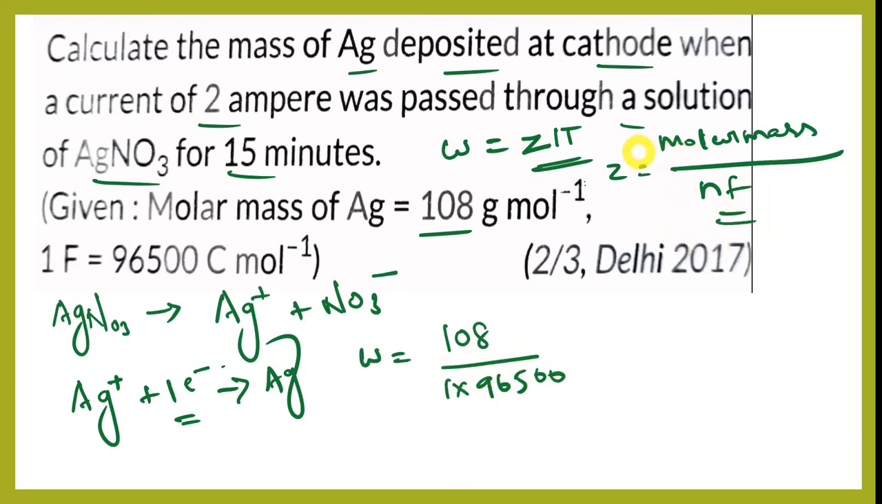That is nF, 1 into 96500. This is the Z value, into what is I here? Current, 2 ampere. What is the time here? They have given us 15 minutes. So we have to always use minutes in seconds. So 15 into 60. Got it? So find out the value. That is the answer.